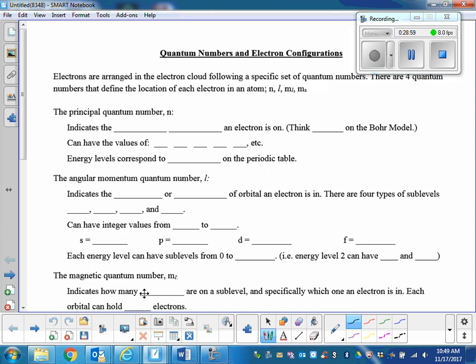Indicates the distance or energy level an electron is on. Does that make sense? If n is 1, it's closer to the nucleus. N is 2, it's further away from the nucleus. Yes or no? N is 3, it's even further away. Yes or no?